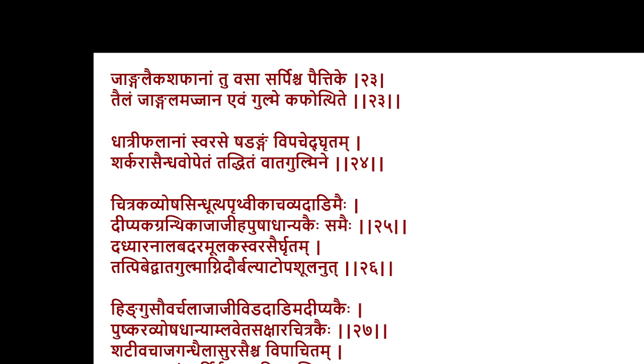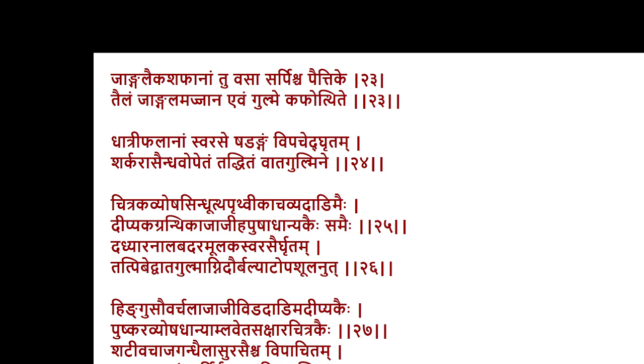Their vasa or sarpi, their mamsarasa or sarpi has to be given. Then Jangala madhyana in Kaphaja variety: animals of Jangala Desha, and their taila and madhya can be used. Dhatri Palanam Surase Sharangam Vipajetam Sharkara Saidhopitam Tantitam Matakulmine. In Vataja gulma, another yoga: Dhatri Phala surasa with the Sharanga Grita.